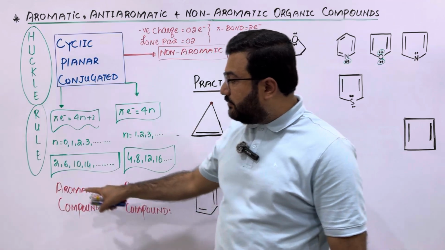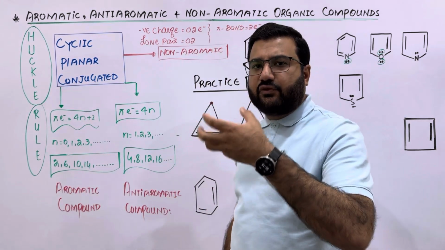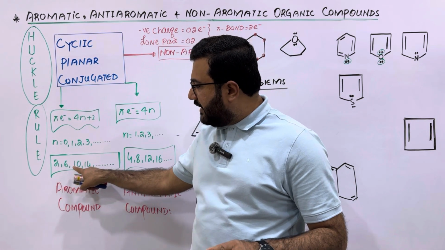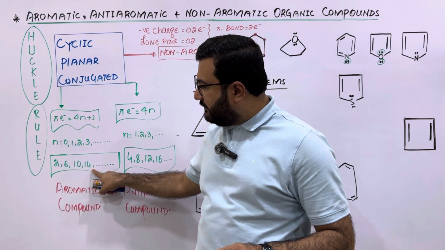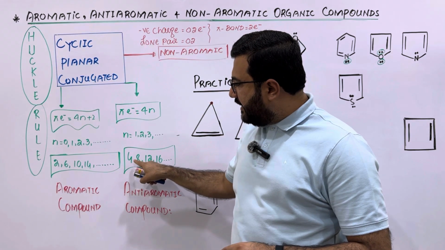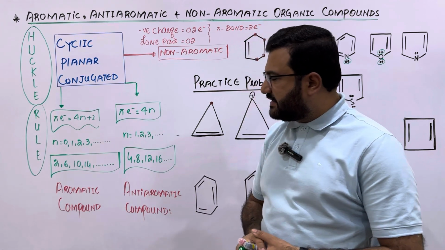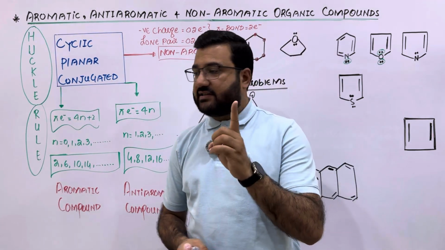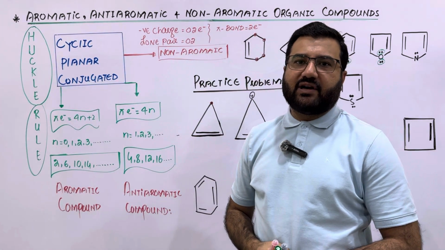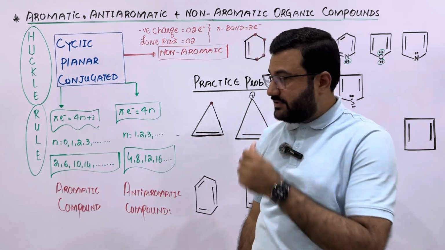You are just required to memorize the first number, and after that you will keep on adding 4. Just like here, this is 2, you will add 4, it will become 6, then you will add 4, it will become 10, then you will add 4, it will become 14, and so on. Similarly, here the first number is 4, adding 4 it will become 8, then adding 4 it will become 12, then adding 4 it will become 16. So just memorize the first number, that is 2 in case of aromatic and 4 in case of anti-aromatic compounds, and then you will keep on adding 4 and you will get the pi electrons.